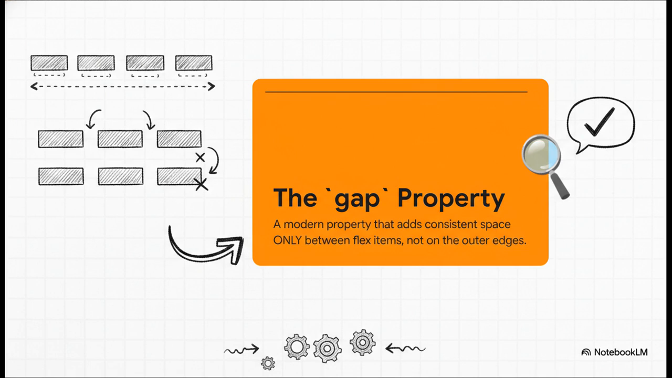You know, in the past, we'd add margins to each individual link to space them out. But the problem with that is you can get unwanted space at the beginning or the end. The much cleaner, more modern approach is to use the gap property right on the flex container. It adds consistent space only between the items, not on those outer edges. It's precise, and it's exactly what we want.